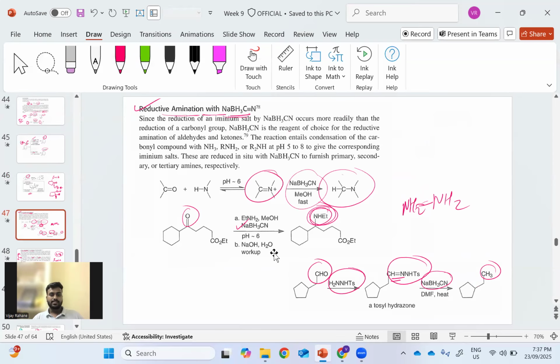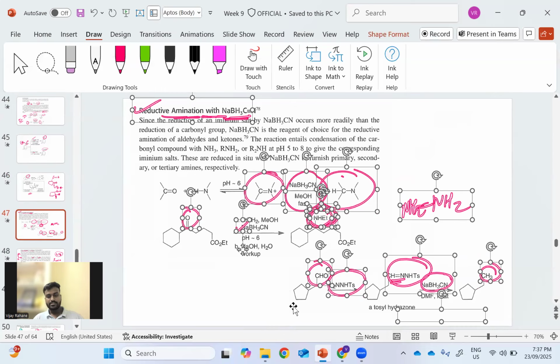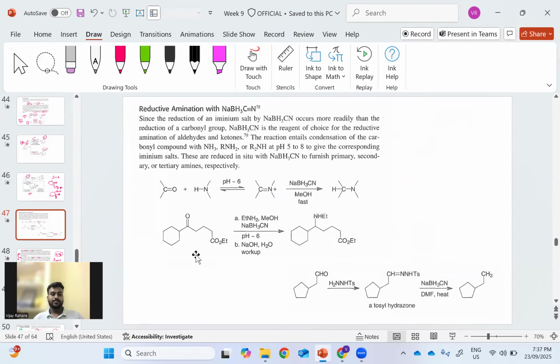Then we have another reagent, that's sodium cyanoborohydride. I think we already discussed it, but there is some utility of this reagent that we haven't discussed yet. So let's say we have the functional group. If you use an amine on the keto group, it can convert into the imine, and this reagent is used for the reduction of the imine to amine. So this is effectively used for the reduction of imines.